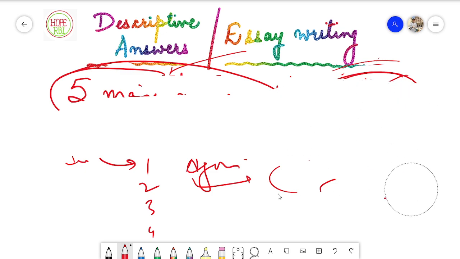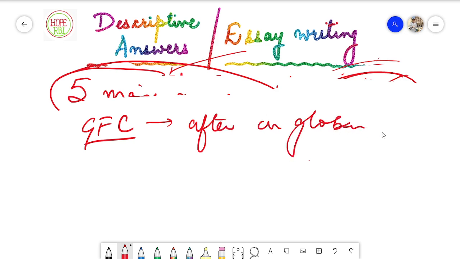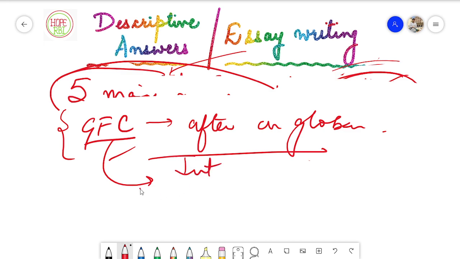There was also a very static question regarding the global financial crisis. The question was about the financial crisis and its after effects on globalization. Very simple question. From the static point of view, there are not many current points to be added, because this is an 18th or 19th century kind of thing. But how can you approach this question? Same again: introduction, body, and conclusion.